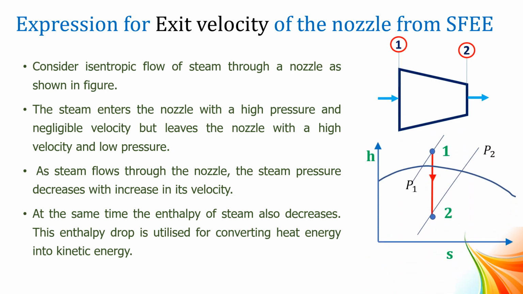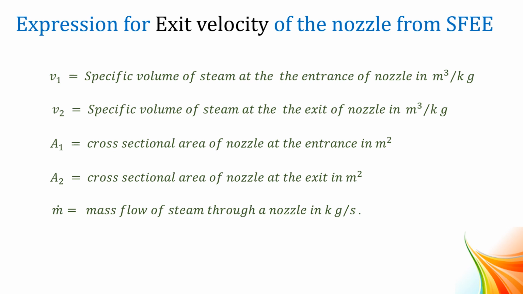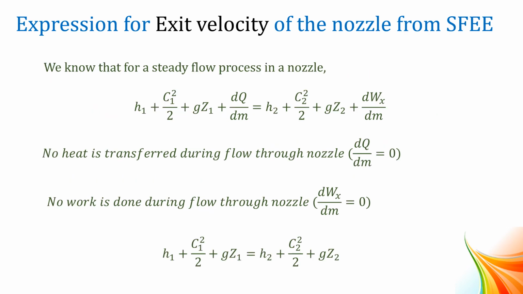If you look at this, we can easily understand from the enthalpy entropy diagram that P1 and P2 represent the pressure at inlet and exit, and this is called 1 and 2. So C1 is the velocity at the entrance of the nozzle, C2 is the exit velocity, H1 enthalpy at entrance, H2 enthalpy at exit, initial pressure and exit pressure. Similarly, specific volume, cross-section area of the nozzle and mass flow rate through the nozzle in kilogram per second.